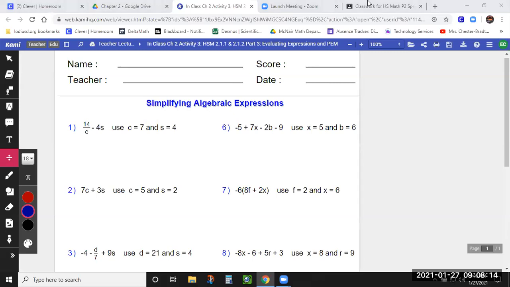Yeah, divide. Now, then it says minus 4S. So if it's stuck together, is that add, subtract, multiply, or divide? Multiply.